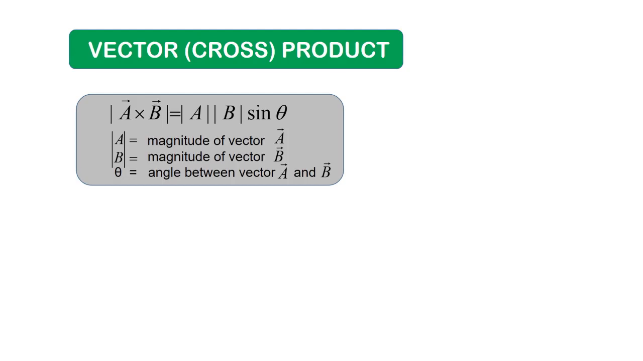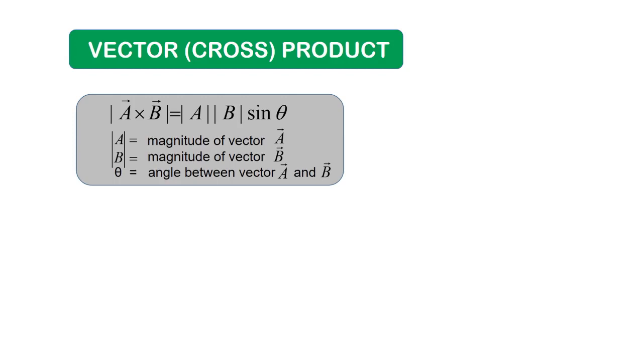The formula for vector product is as shown. The cross product for vector A and B is equal to the magnitude of vector A times the magnitude of vector B times sine theta, where we know that theta is the angle between vector A and B.